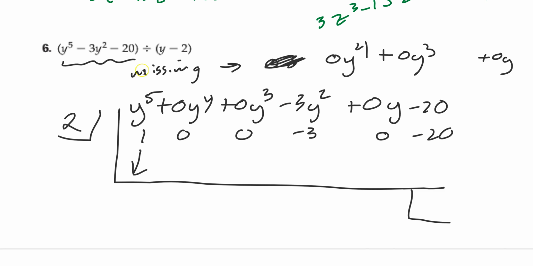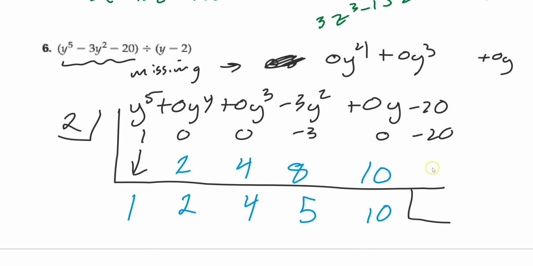Alright, again, cannot stress enough, I don't care if you do long division, same idea. If you're missing stuff, add it in. It lets you keep all your stuff straight. And then if we're doing synthetic, all we do is bring the first term down, multiply across, so 2. Add down, multiply across, so 4. Add down, multiply across, so positive 8. Add down 5, multiply across is 10. Add down 10, multiply across is 20. Hey, we get no remainder.